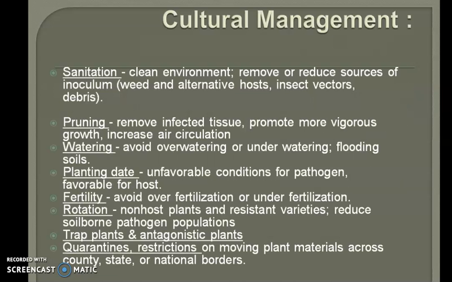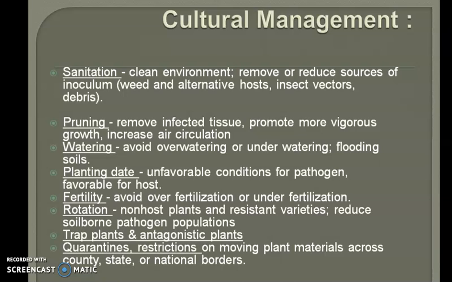The cultural management involves the following techniques. Sanitation is to provide a clean environment and to remove or reduce the sources of inoculum. Inoculum refers to weeds, alternative hosts, insect vectors or dead matter. Next one is pruning. It removes infected tissue, promotes more vigorous growth and increases air circulation.